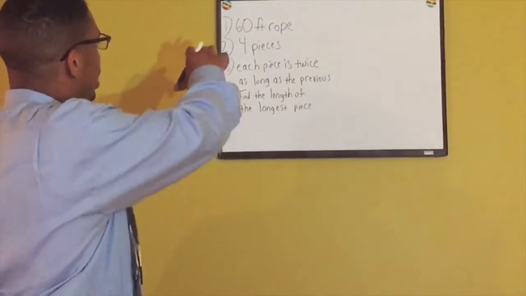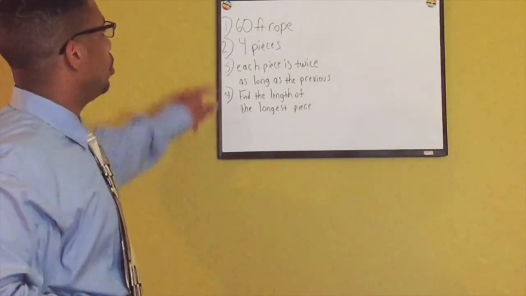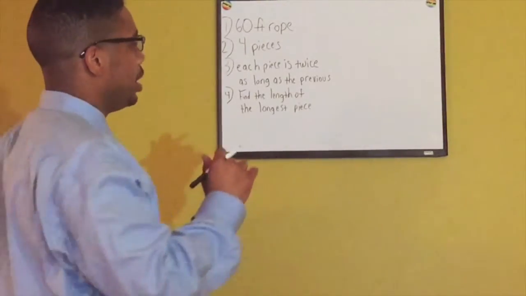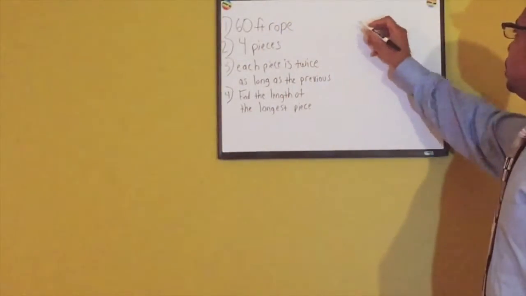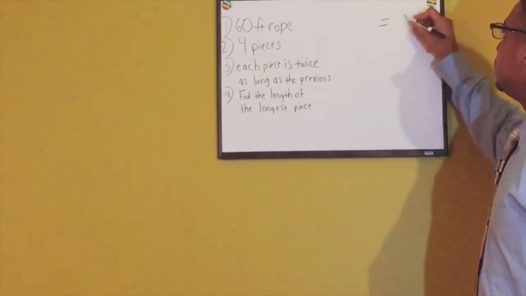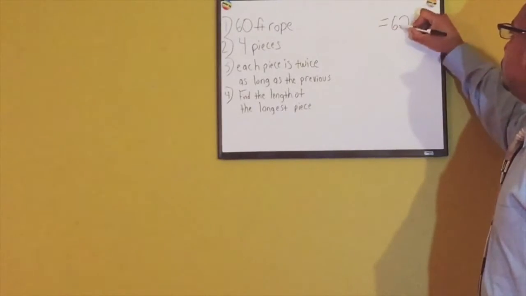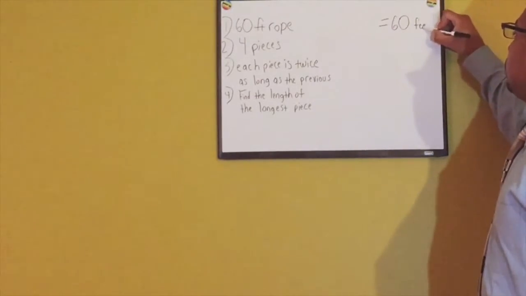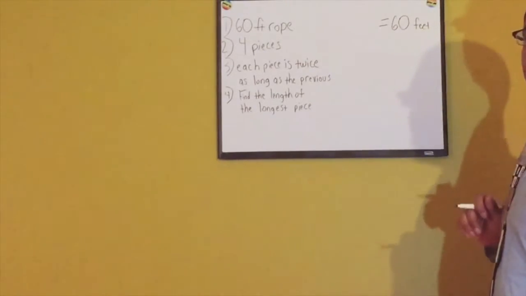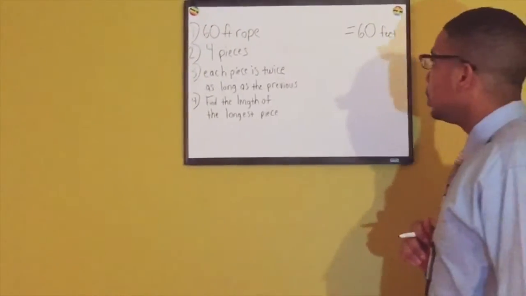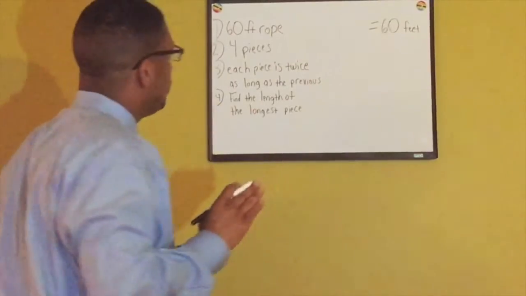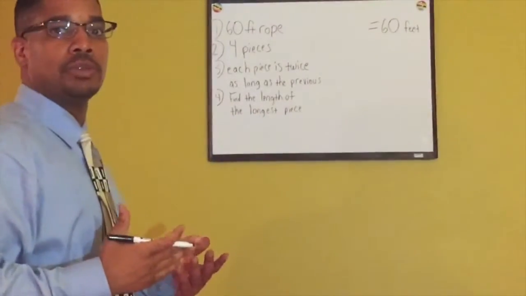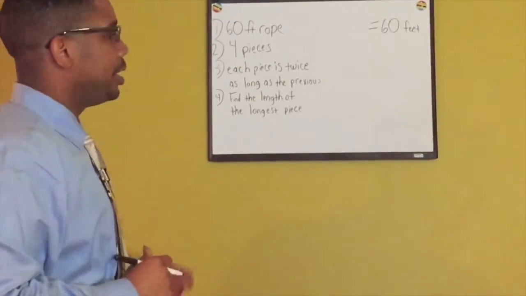So the first part of the first detail says it's a 60-foot rope. So the first part of our equation is going to end up on the right side. This equation is going to equal 60 feet. So we know the total length of the rope is going to be 60 feet. Now we have 4 pieces. Now these 4 pieces, we don't know the size of either one of those pieces. So we're going to start with an X.